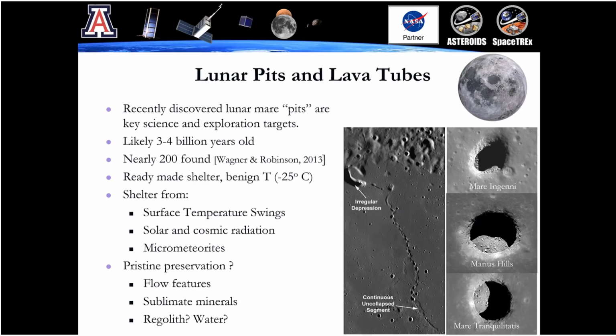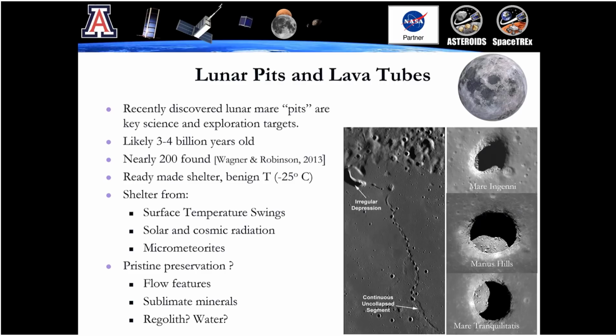These pits go deep underground, up to about 80 to 100 meters underground. And they provide ready-made shelter from the surface of the moon that undergoes major temperature swings. And thus the temperature is quite constant in these lava tubes. And so it's great shelter from these temperature swings on the surface. It's a great shelter from solar and cosmic radiation and micro-meteorites.